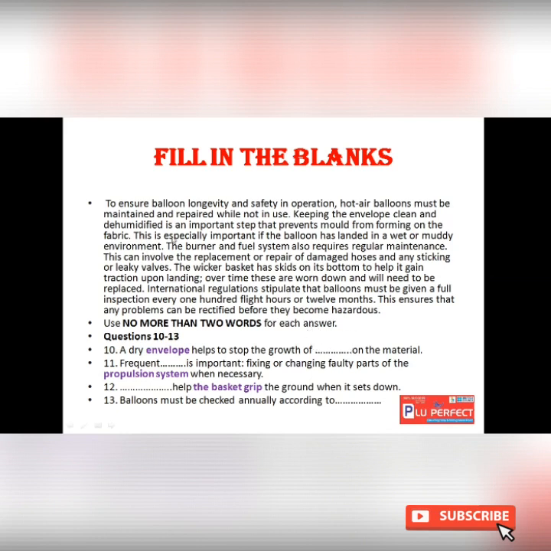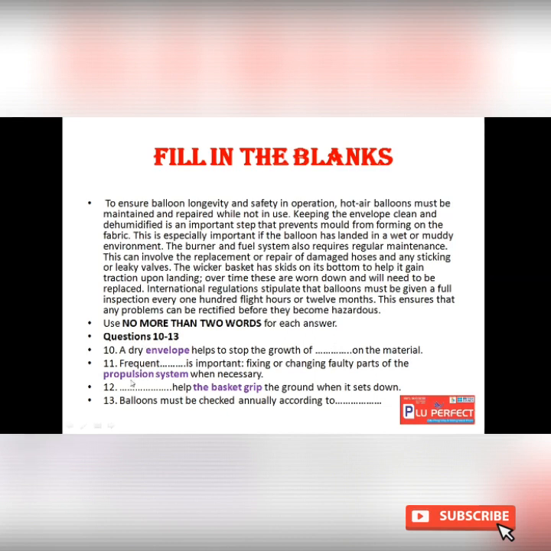Now let's read the next line. This is. Now what is this is? This is means it's talking about the information given in the previous line. This is especially important. That means keeping the envelope clean and dehumidified is especially important if the balloon has landed in a wet or a muddy environment. So obviously you need to clean it and you need to get rid of the moisture. So that means you need to dry it. Okay, so my 10th answer is mold. Now it's clear. Let's read the next question.